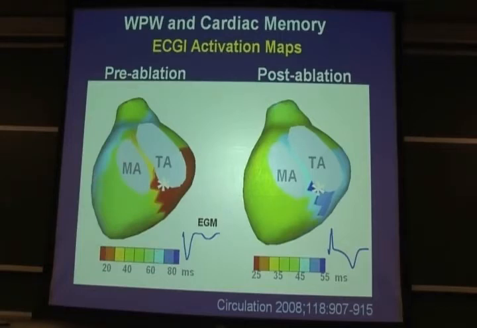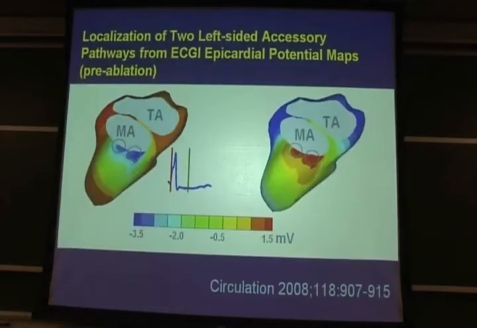So this immediately reverted to normal rhythm, normal activation that doesn't go from base to apex, but goes from apex to base. Okay? So ablation succeeded, and this patient is cured. Now what's happening to repolarization?